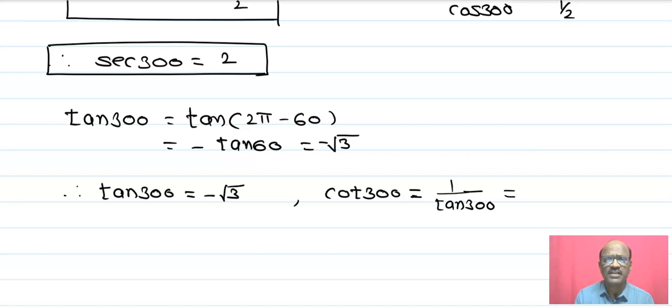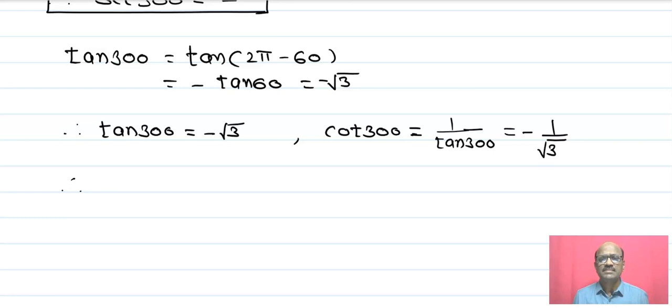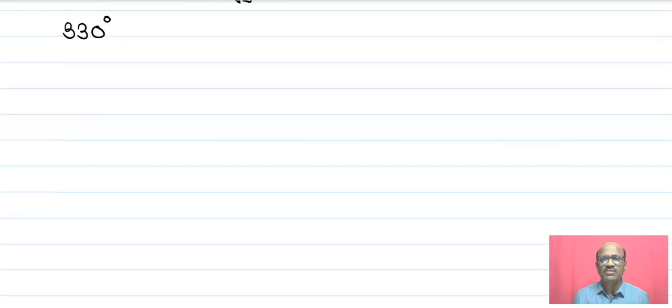I hope that you will understand how to find the different values of the trigonometry functions at the different angles which are greater than 90. That is, the cot of 300 is minus 1 upon root 3.